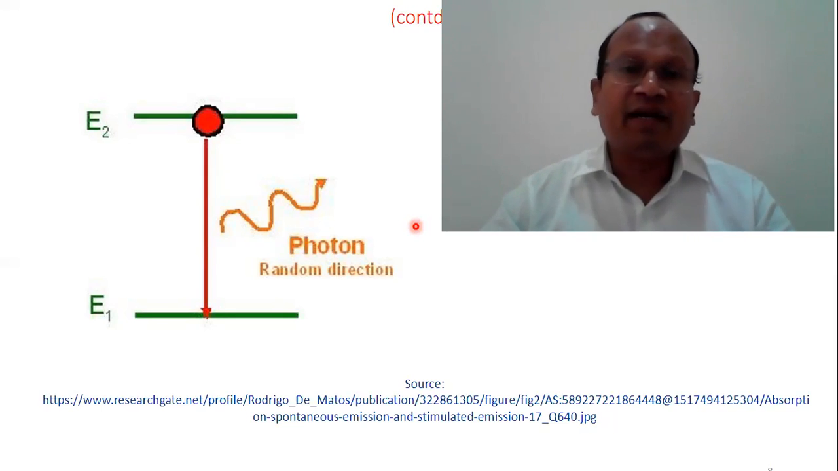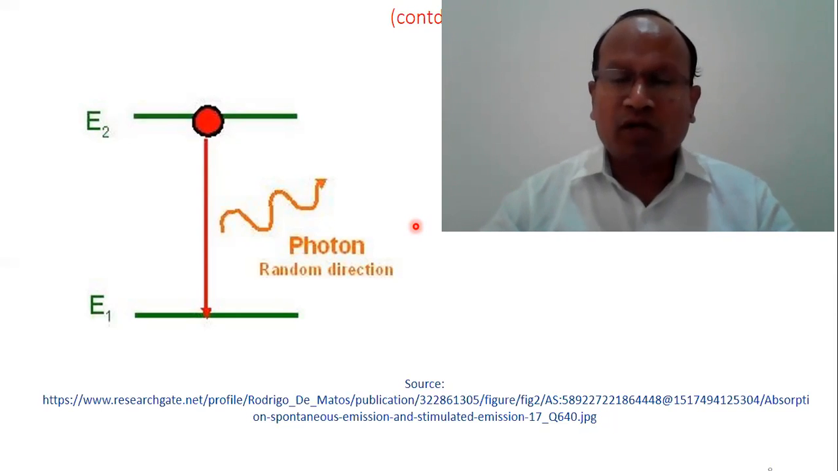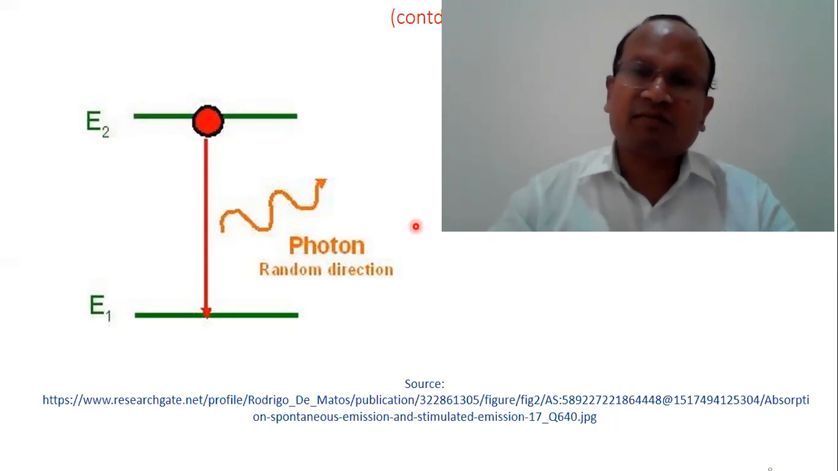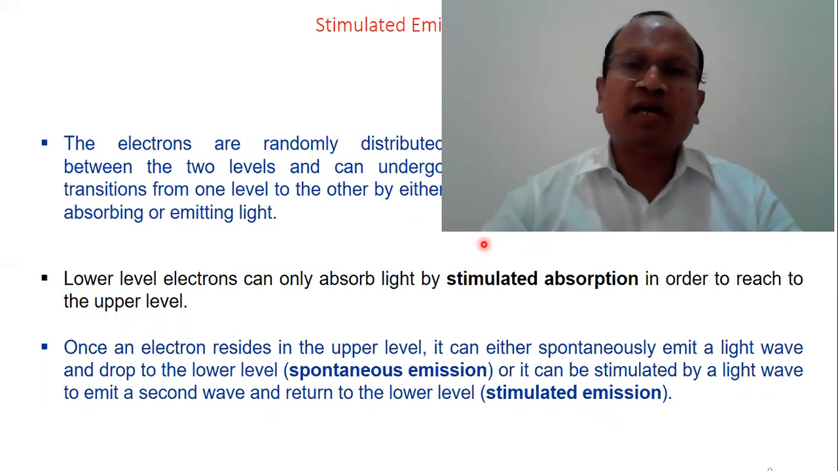They will be emitted in different directions. More and more photons are generated, emitted. All those photons will have random direction. So let us see stimulated emission now.